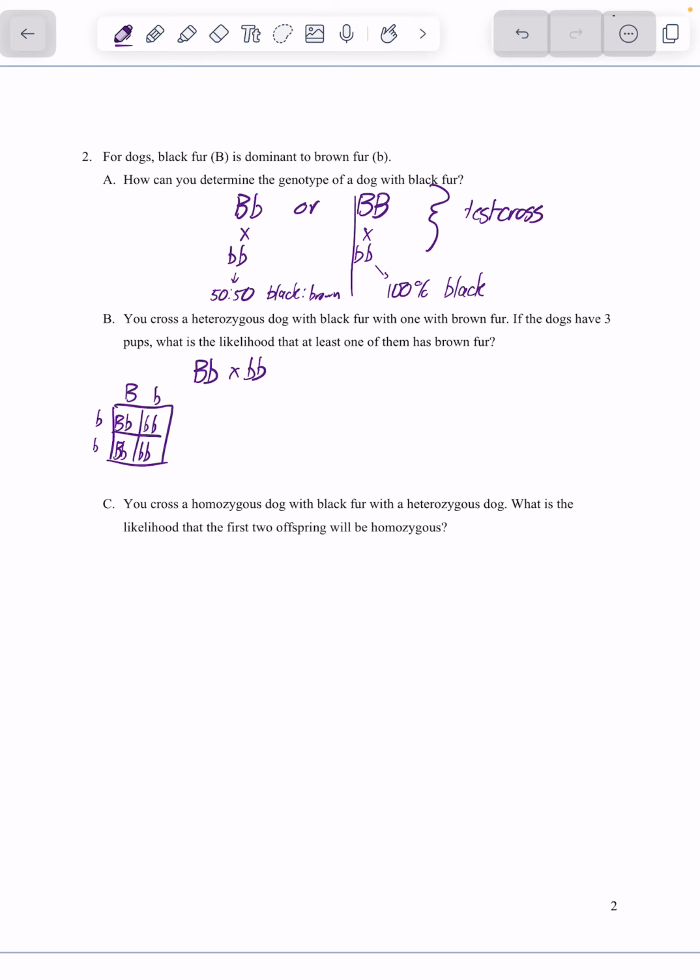Okay, well, let's see. Let's make sense of this. So they have 3 pups, likelihood that at least one of them has brown fur. So what's the likelihood that none of them have brown fur? In other words, what's the likelihood that they're all this? So it's going to be 1 over 2 times 1 over 2 times 1 over 2, which is equal to 1 over 8. So the likelihood that this is not true is going to be 1 minus 1 over 8, which is equal to 7 over 8.